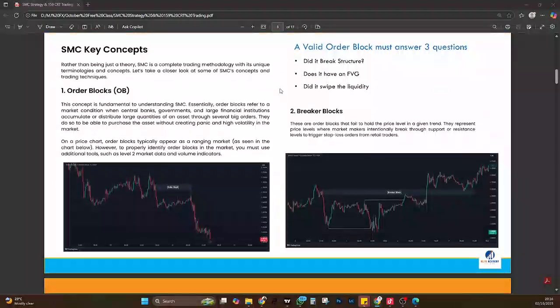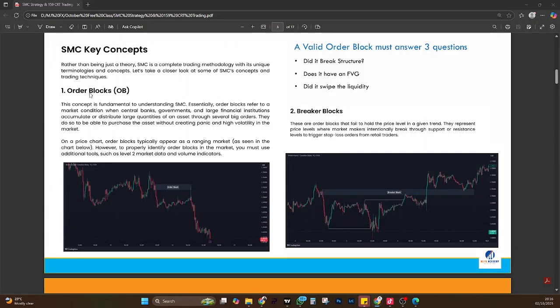So what are the key concepts in SMC? Smart money is based on a few concepts. Today, because I don't want to give you a lot of information that you'll forget, I'll give you a few, like 4. These are the main concepts in smart money concepts. When you follow these ones, be sure that you will not go wrong in trading.